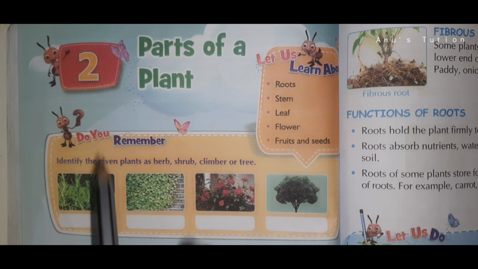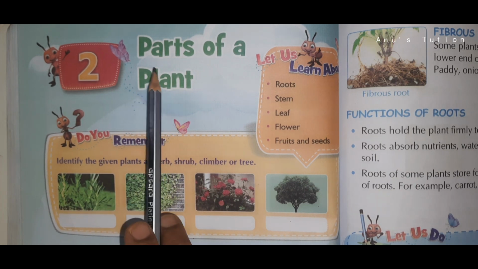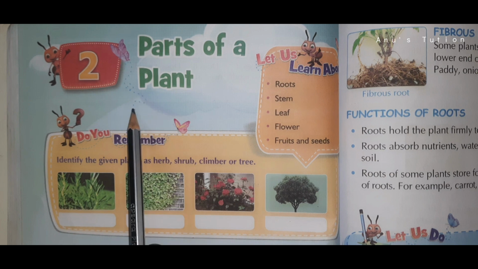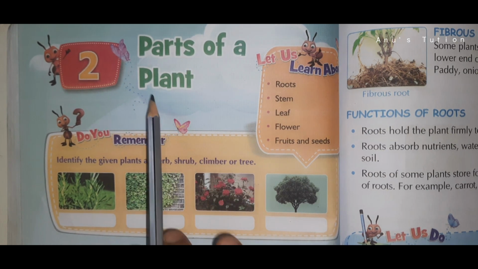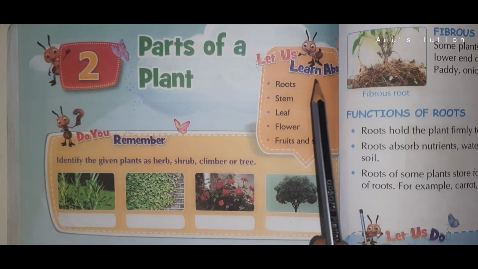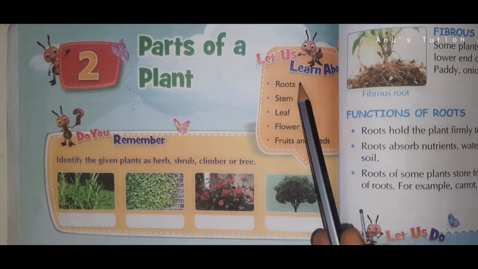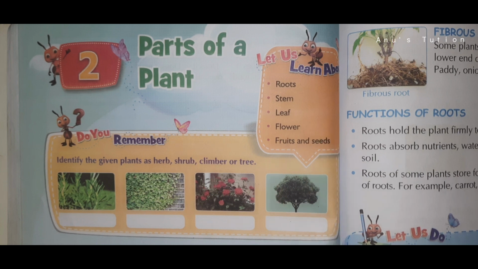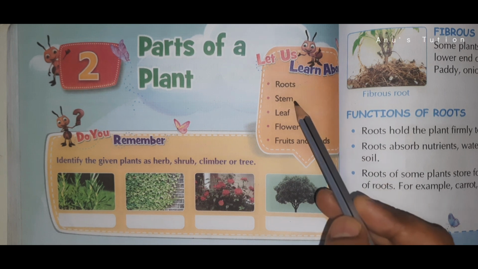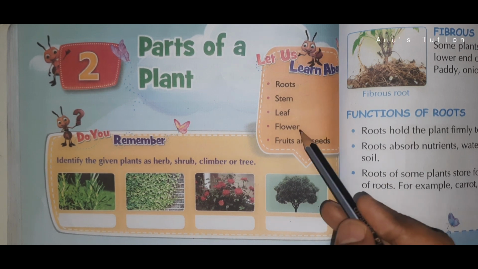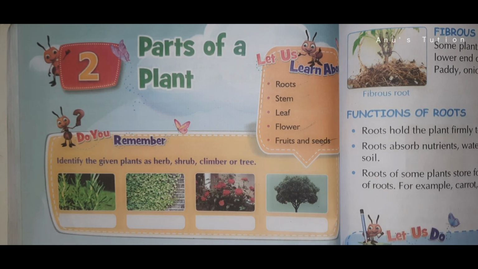Today we are going to discuss the science chapter, second chapter, parts of a plant. Okay, what is the name of the chapter? Parts of a plant. It's chapter 2. The topics in this chapter are roots, stem, leaf, flower, fruits and seeds.